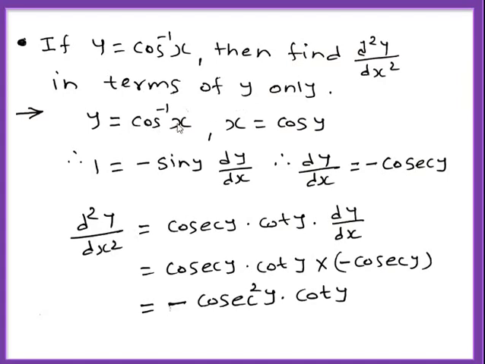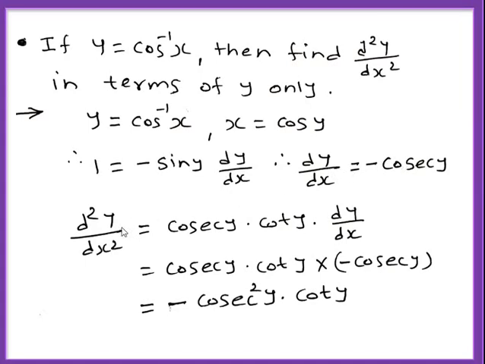y is cos inverse x. So what is x? Cos y. Differentiate both sides with respect to x. So 1 equal to a term in y is first differentiated with respect to y and then multiplied by dy/dx. Why? Because this is the derivative of an implicit function. So minus sin y into the derivative of y, which is dy/dx. Rearrange the terms. So dy/dx is minus 1 upon sin y, that is minus cosec y.